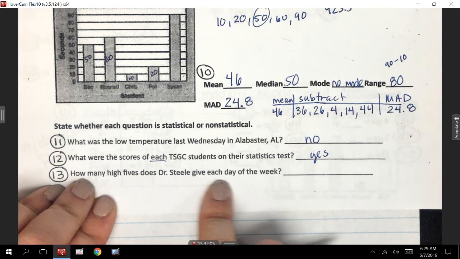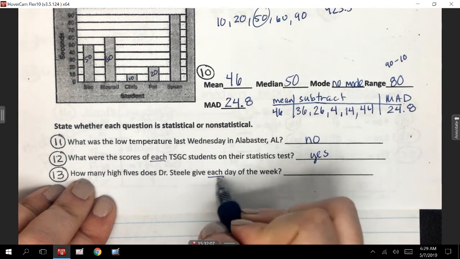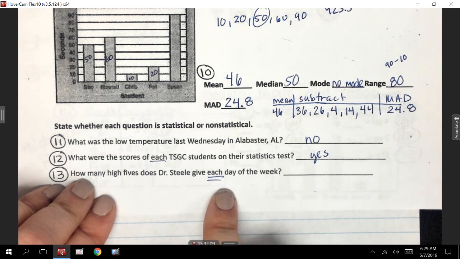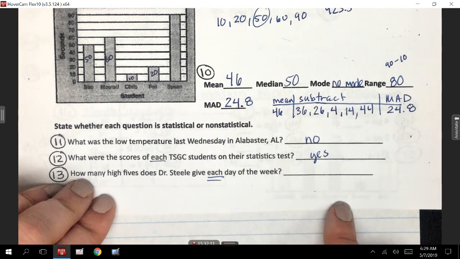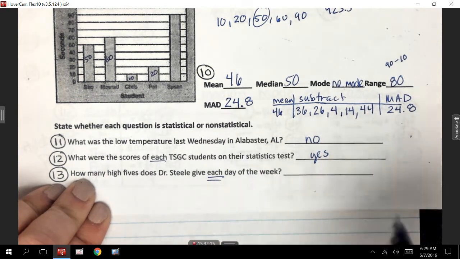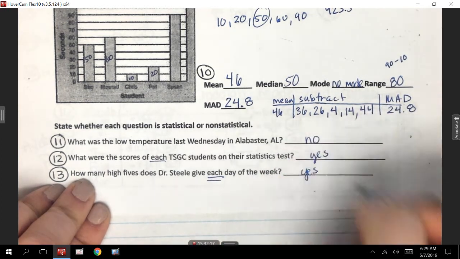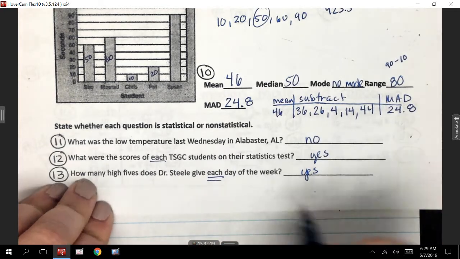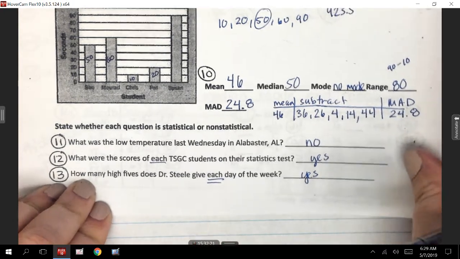How many high fives does Dr. Steele give each day of the week? So Monday, he might not give as many high fives as he does by Friday, because Friday's like, woo, high five, we made it through the week. All right, so this is going to be yes, it is statistical, because we're going to get different answers for each day when he's given high fives.